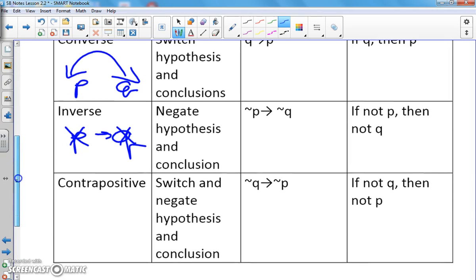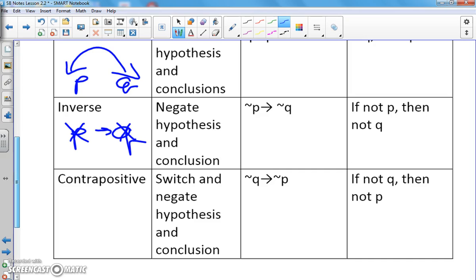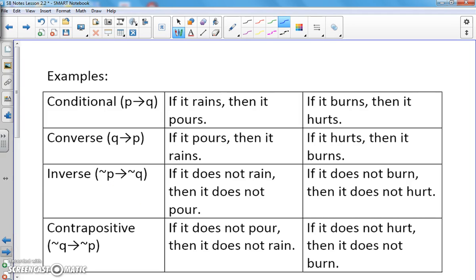The final one is the contrapositive, and it's the really long word, and it does both. When I take my P and my Q, I'm going to switch them, and I'm going to negate them. So I would say if not Q, then not P. So let's do an example to make this make sense.